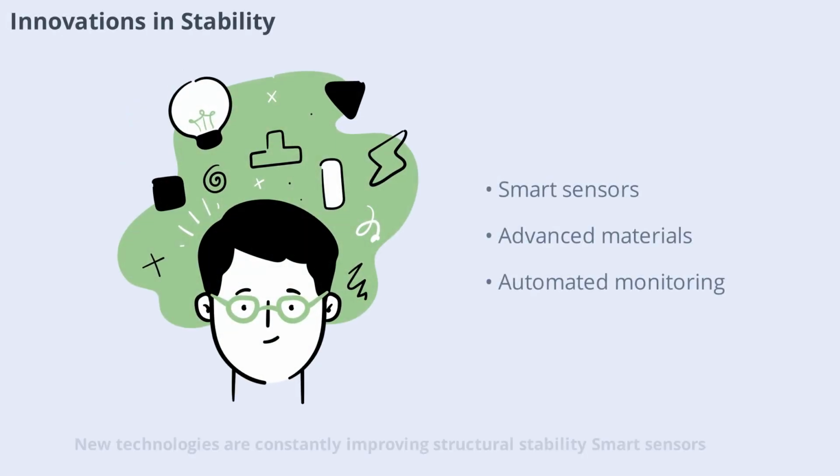New technologies are constantly improving structural stability. Smart sensors, advanced materials, and automated monitoring systems help detect problems early and optimize performance. These innovations make structures safer, more efficient, and adaptable to future challenges. The field of engineering is always evolving, pushing the boundaries of what's possible.